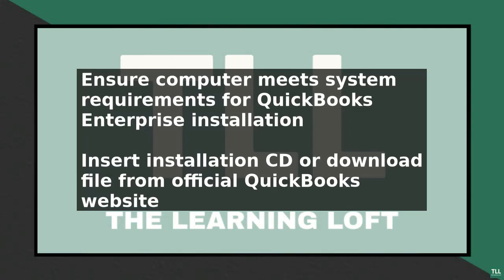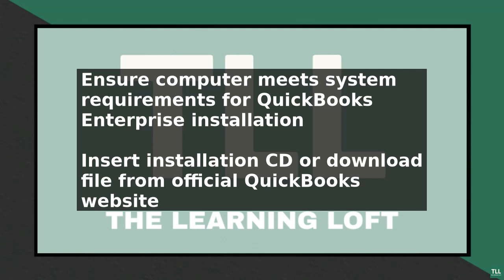To install QuickBooks Enterprise 2025, start by ensuring your computer meets the system requirements, which include a 2.4 GHz processor, 8 GB of RAM, and 2.5 GB of disk space. Next, insert the installation CD or download the installation file from the official QuickBooks website. Once you have the installation file, run it as an administrator and follow the on-screen instructions.